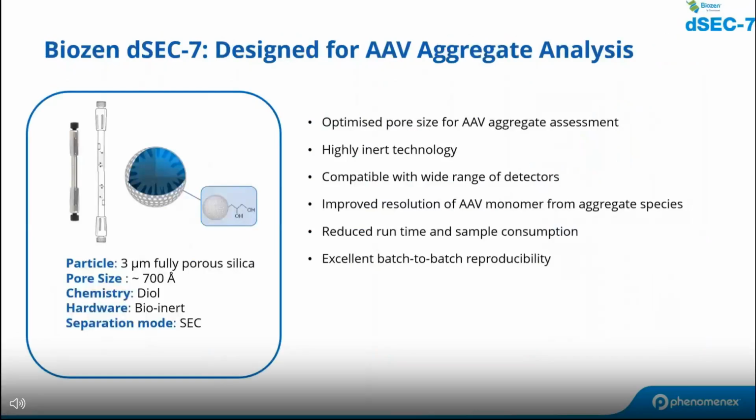So having all these in mind, Phenomenex has developed a specialized particle, which is Bio-Sep D6-7. If you look at the particle, it is a high efficiency 3 micron fully porous particle. The large pore size of this particle can accommodate large proteins like AAVs and IgMs, and it also has the diol selectivity, which is highly inert. With the diol selectivity, you're able to get true size exclusion and no interaction with the analyte, so you get highest recovery.